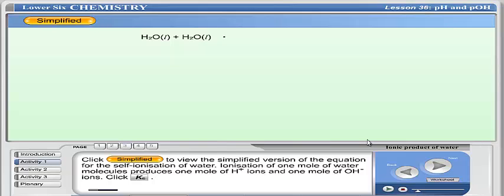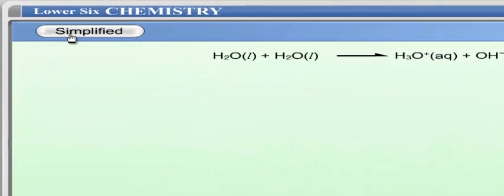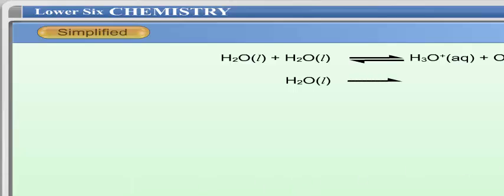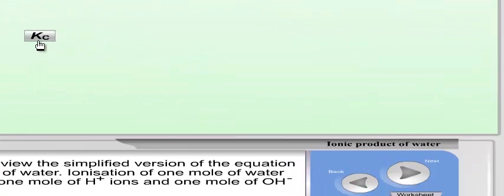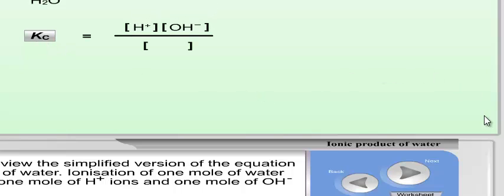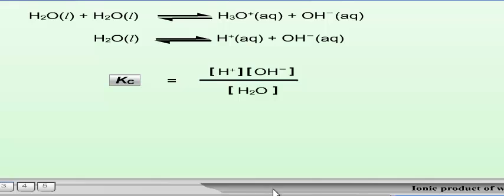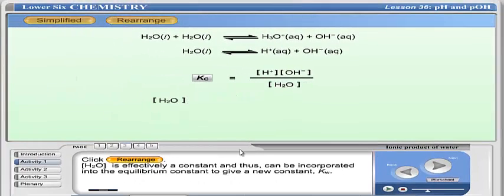Click the Simplified button to view the simplified version of the equation for the self-ionization of water. Ionization of 1 mole of water molecules produces 1 mole of H+ ions and 1 mole of OH- ions. Click the Kc button. Click the Rearrange button. H2O is effectively a constant and thus can be incorporated into the equilibrium constant to give a new constant Kw.